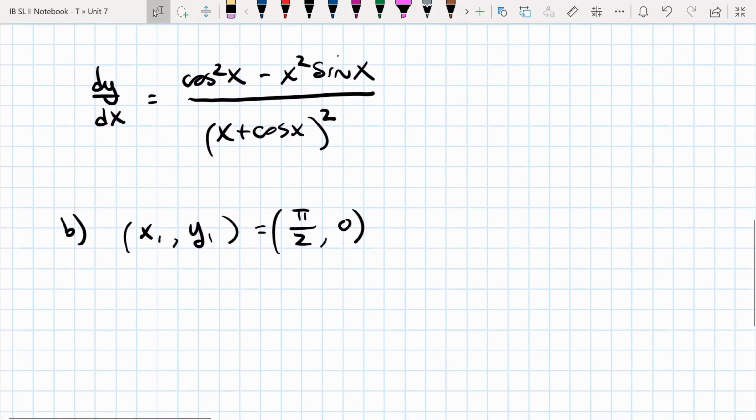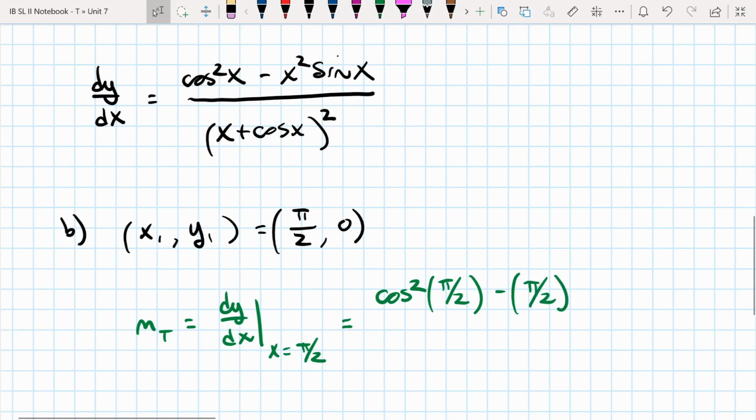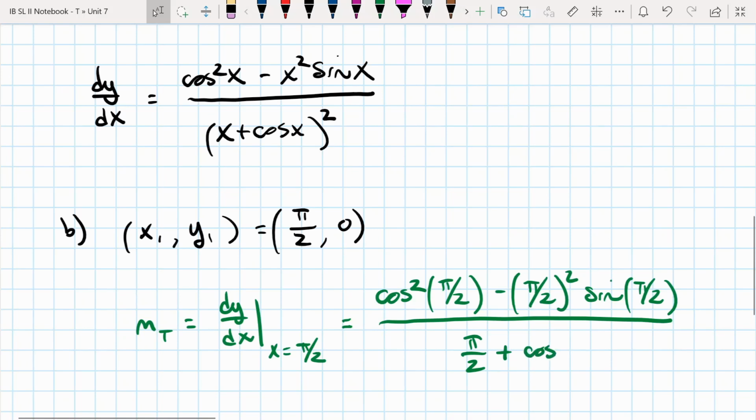Okay, now we're going to evaluate the slope of this function by plugging in pi over 2 into the derivative. So we want to find the derivative at x equals pi over 2. So this is equal to cosine squared of pi over 2 minus pi over 2 squared sine pi over 2 over pi over 2 plus cosine of pi over 2 squared.